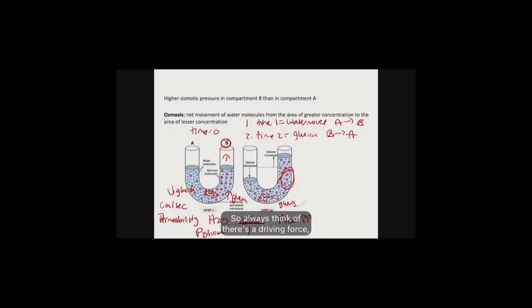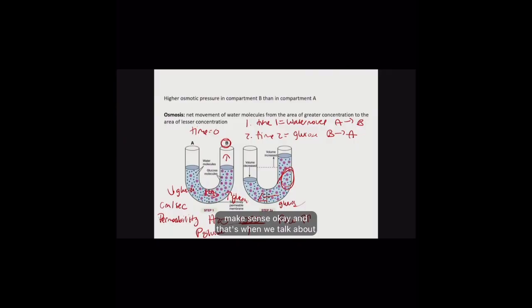So always think of there's a driving force, there's a pathway, then it can move. How fast it can move is going to depend on the permeability and the driving force: how large that permeability is, how large the driving force is. If the pathway is not there, like in the first example I told you, where that membrane was impermeable to glucose, then it doesn't matter the driving force, it just doesn't cross. Does that make sense? Okay.